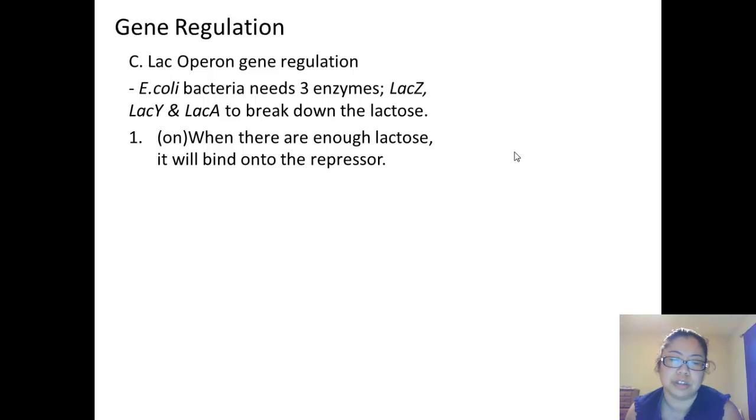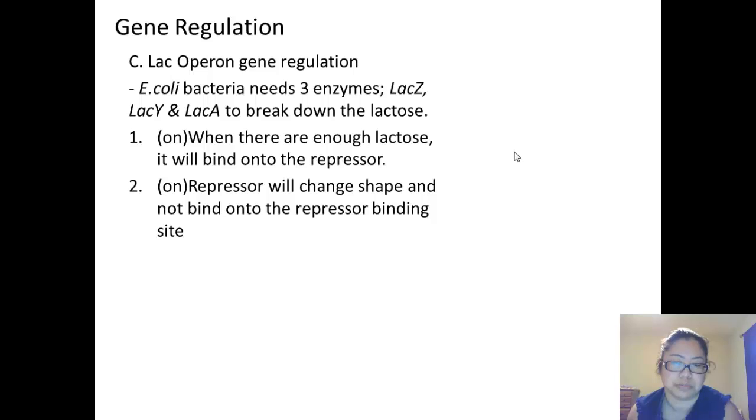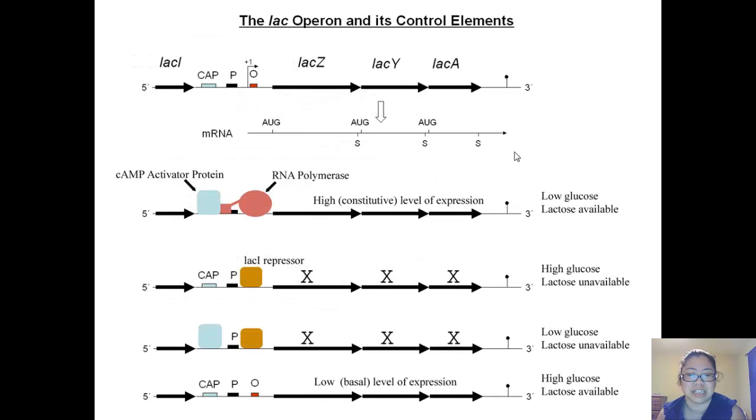so if the E. coli is in an environment and takes in lactose sugar, and as that concentration goes up, the lactose will bind onto the repressor. Then the repressor will change shape and not bind to the repressor binding site. Then it leaves room for the RNA polymerase to come in and bind onto the promoter, and then begin transcription for the lactase enzyme, because there's such a large concentration of lactose, which needs a lactase enzyme to break it down. So here, let's go ahead and look at the parts.